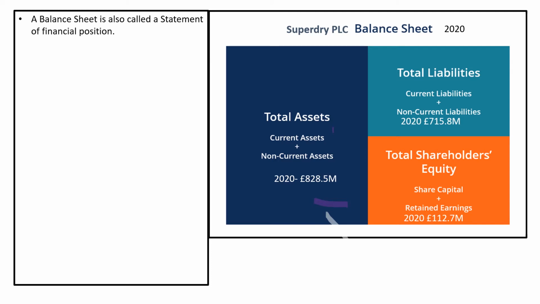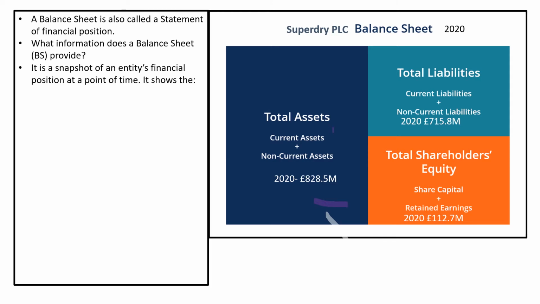Right, a balance sheet is also called a statement of financial position. What information does a balance sheet provide? It is a snapshot of an entity's financial position at a point of time. It shows the total assets of the entity, total liabilities of the entity, and finally the total shareholders' equity.